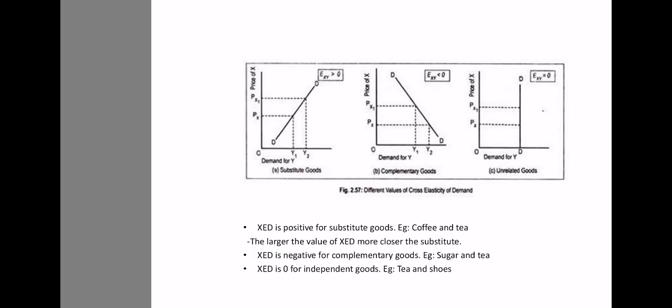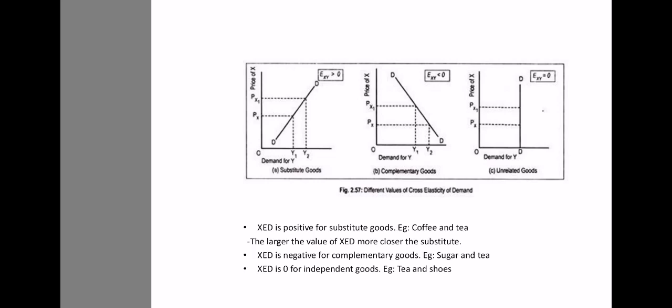XED is positive, that is the first one, for substitute goods. Why is that? When the price of the substitute good increases, the demand for our good increases. But remember, it's the price of X with regard to the demand for Y, not the demand for X. That will be wrong. We are talking about the price of the substitute good in comparison to the demand for our good. So Y is our good, X is the other good. If X is a substitute good, when the price of X increases, the quantity demanded for Y will increase. Therefore there will be a positive relationship, and the larger the value of XED, the closer the substitute.